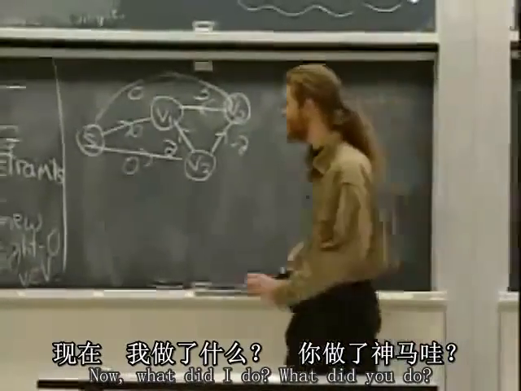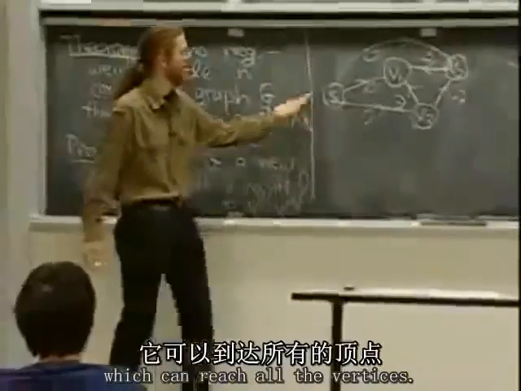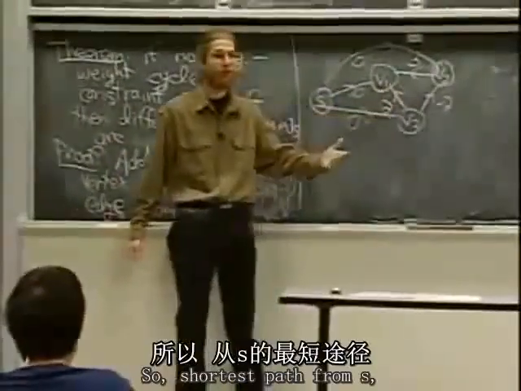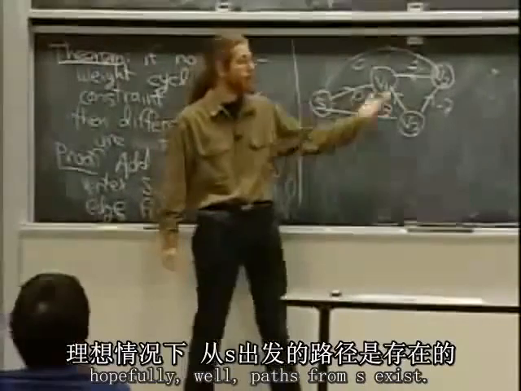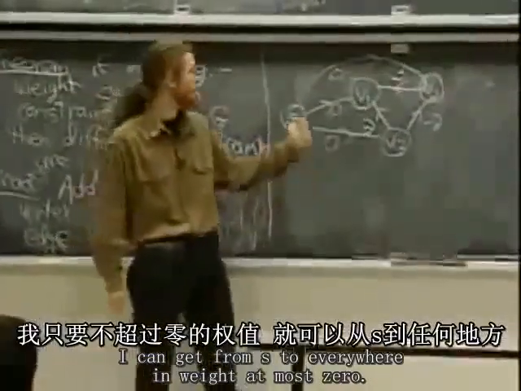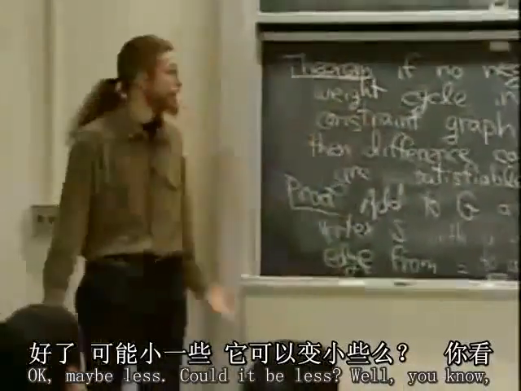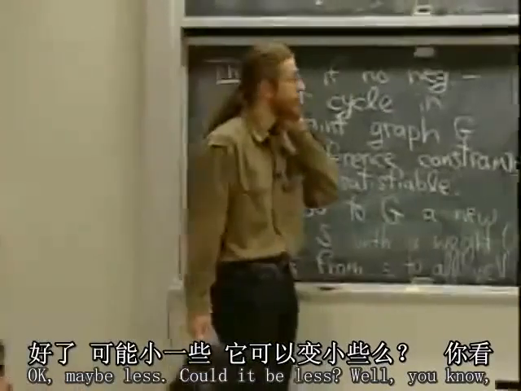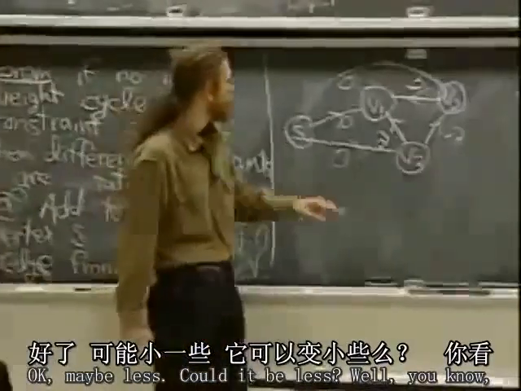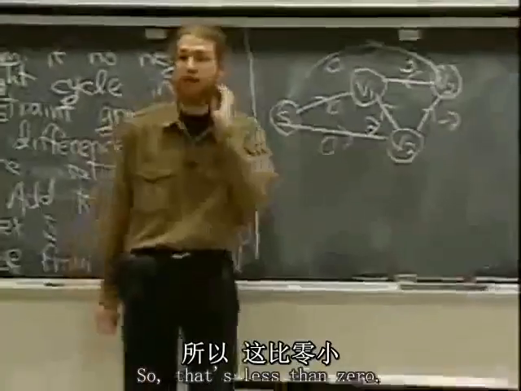Now, what did I do? Well, I have a candidate source now which can reach all the vertices. So paths from S exist. I can get from S to everywhere with weight at most zero. Maybe less. Could it be less? Well, yeah, like V2 I can get to by 0 minus 2, so that's less than 0. So I've got to be a little careful.